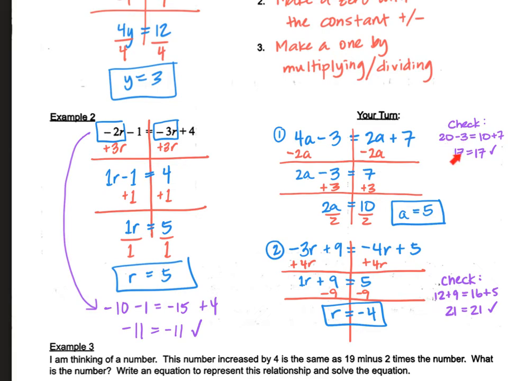So 20 minus 3 is 17. 10 plus 7 is 17. That is a true statement, and therefore that's a correct answer. So A equals 5 is our correct answer. Okay, don't confuse that with the 17 that we're getting here. The answer is 5. And then similarly in number 2, this is pretty similar to our example 2 over here.